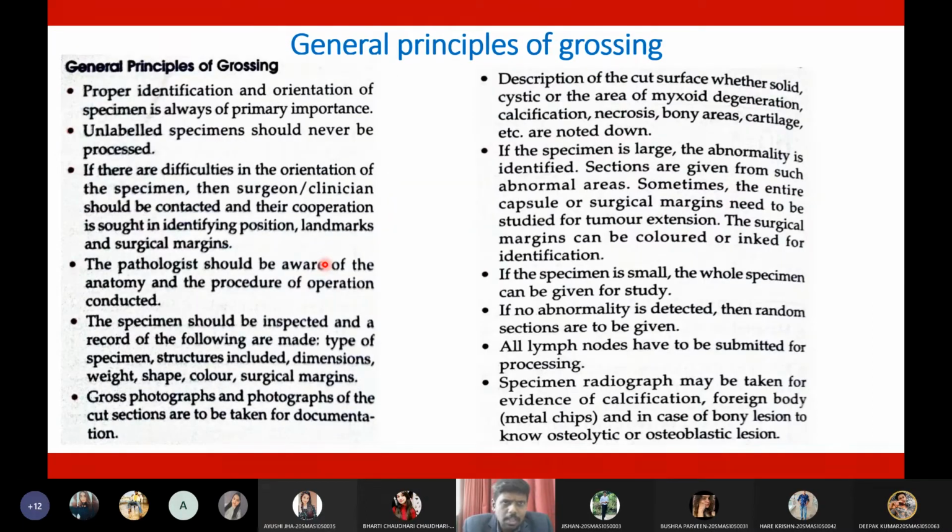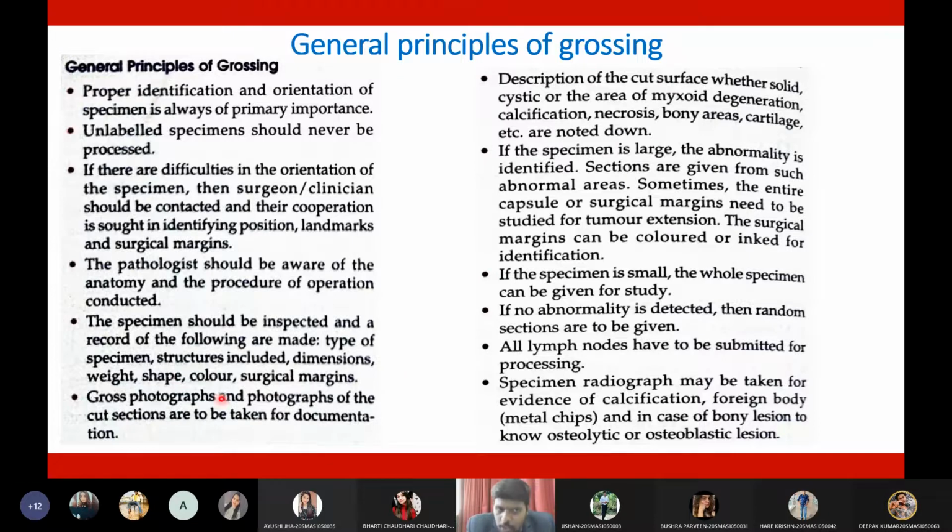I will tell it in a nutshell. First you need to identify the orientation. An unlabeled specimen should not be processed. If there are difficulties in identifying the orientation, then you should call the surgeon. The technician must be aware of the basic anatomy of the tissue. Then the technician must examine the following characters: type of specimen, structures included, dimensions, weight, shape, color, surgical margins, and borders of the specimen.